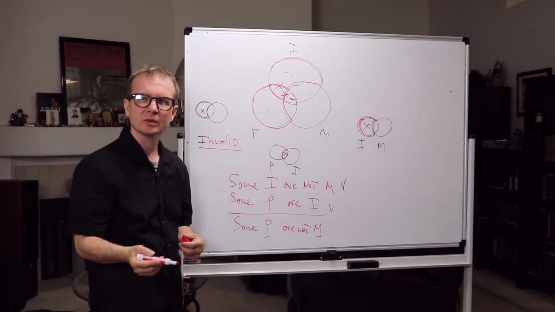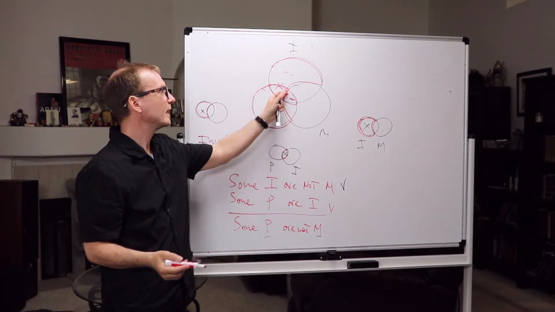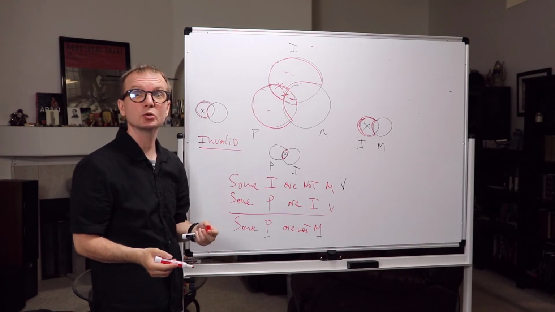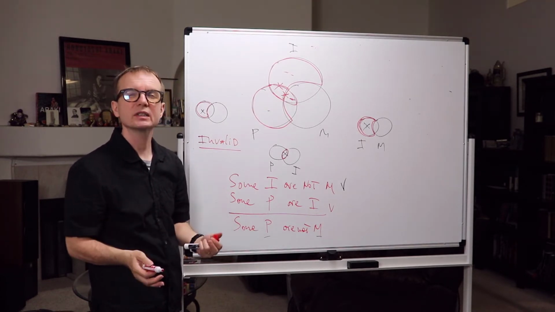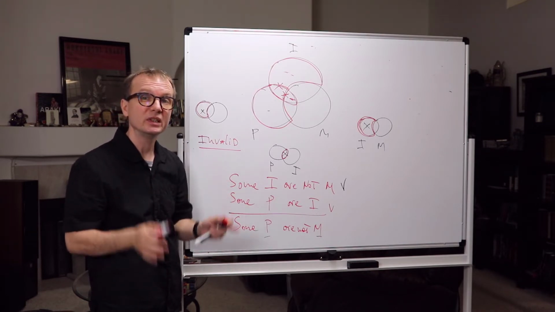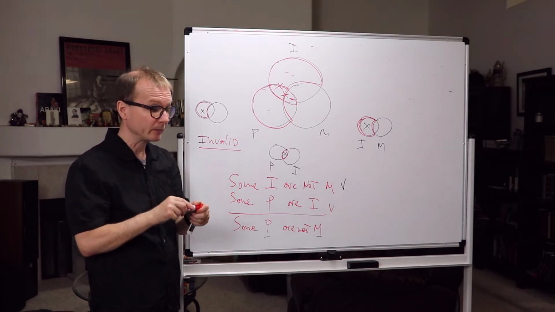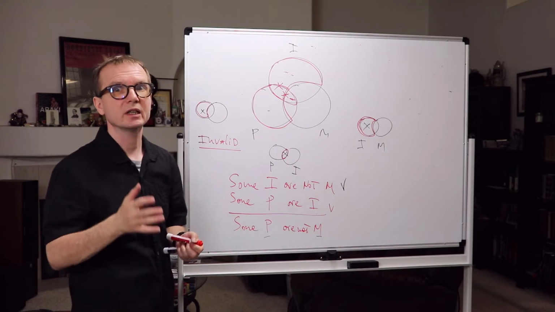Because you don't know. There is a good chance neither of these X's is where it's supposed to be. And then it would be invalid. And remember, it's strict necessity. It has to definitely be there. Okay, now let's move on to the Aristotelian standpoint.